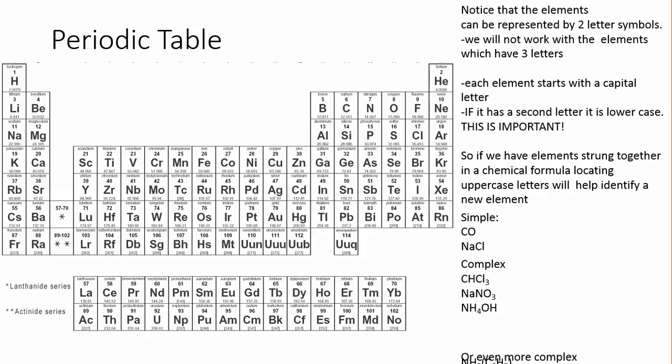All right, let's look at another one. Even more complex. How many different elements are represented by this complex formula? How many different elements are represented? Remember, look for the capital letters. And hopefully you said 3. Nitrogen, that's that capital N. Hydrogen, it's in 2 places. And carbon is the third.